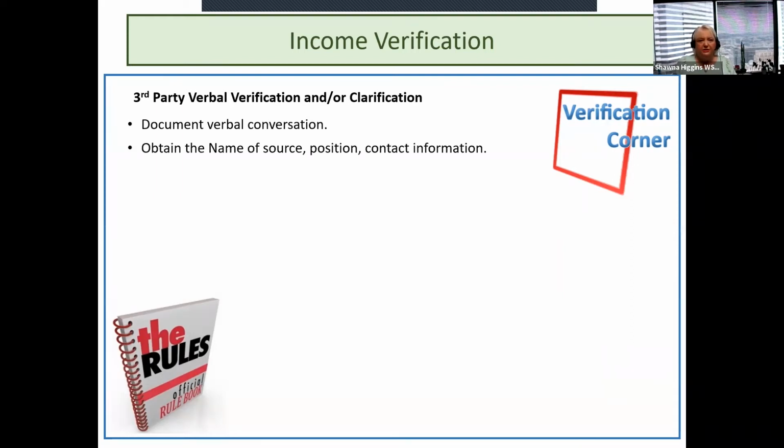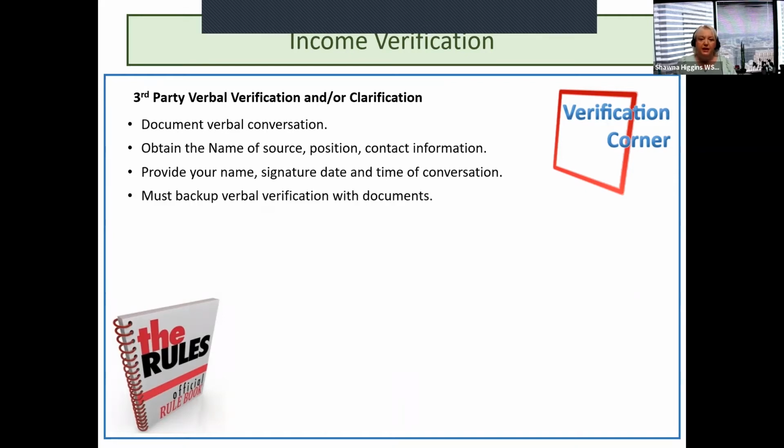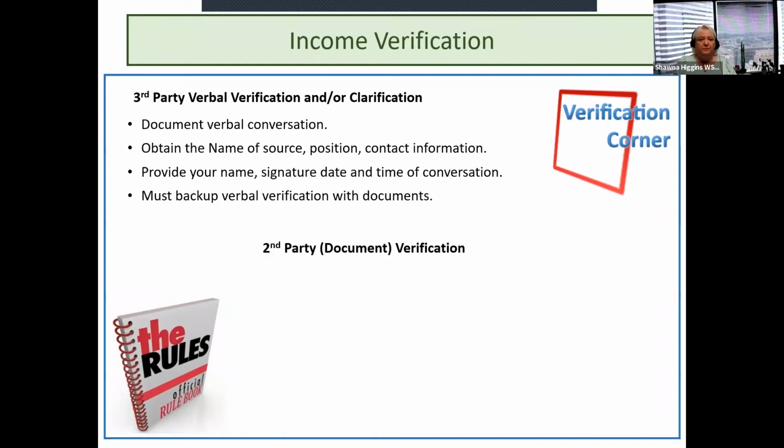All right, so the third-party verbal verification or clarification, that's a form that we have, and you document the verbal conversation. You're going to want to obtain the name of who you were speaking with, their position, and their contact information. You're going to put your name on it, sign it, and date it, and note the time of the conversation. And you must back up this verbal verification with documentation. Are there any questions?